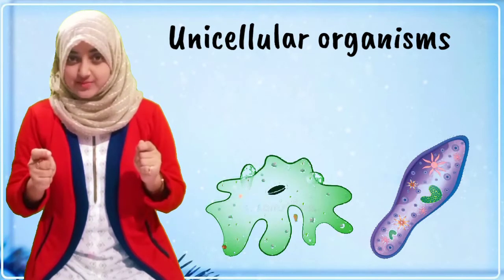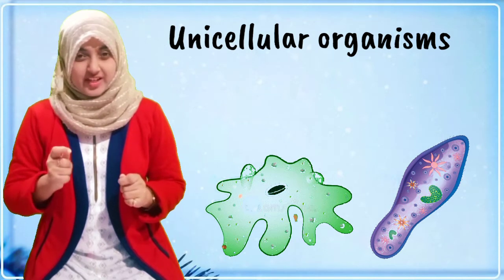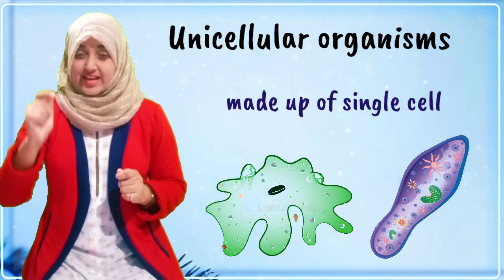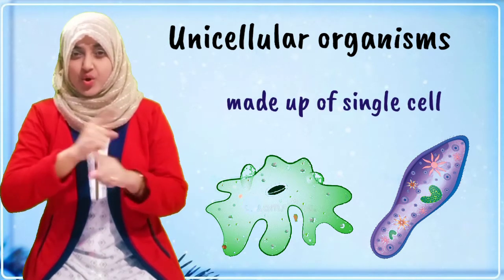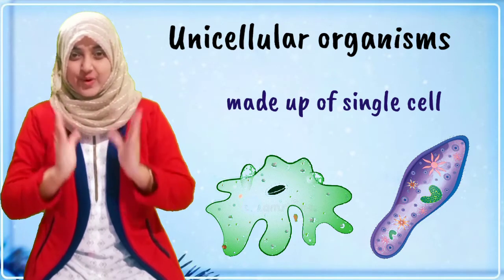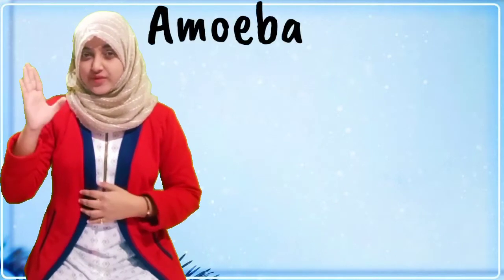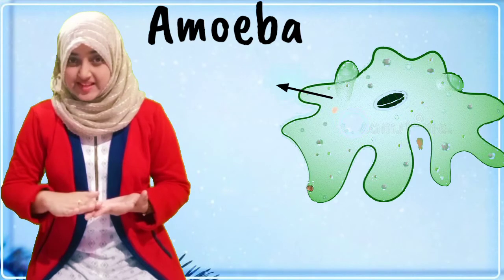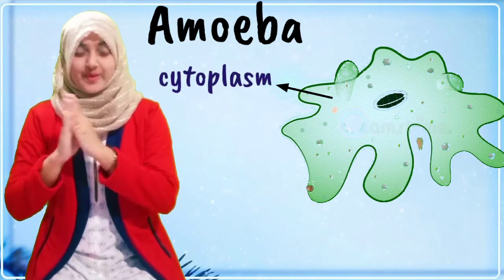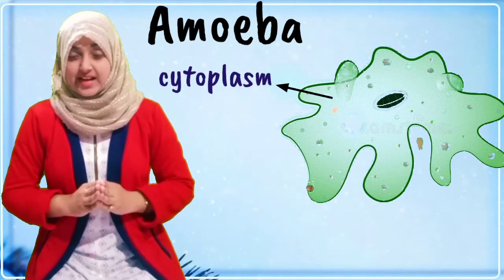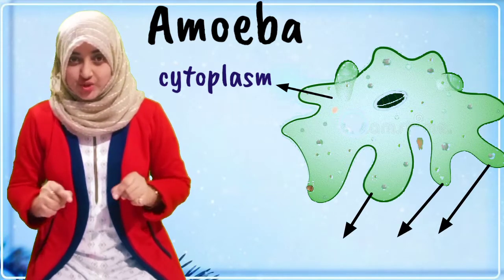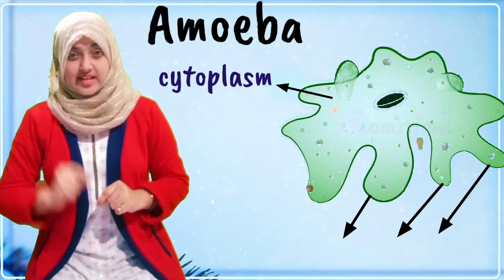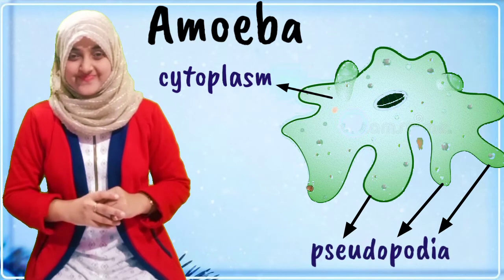To begin with the unicellular organisms, these organisms are made up of a single cell, and this single cell performs all the functions of the body. For example, let's have a look at the structure of amoeba. Amoeba has a jelly-like fluid in its cell called the cytoplasm, and it has some finger-like projections on its cell surface called the pseudopodia.